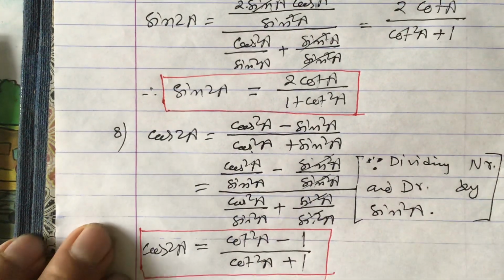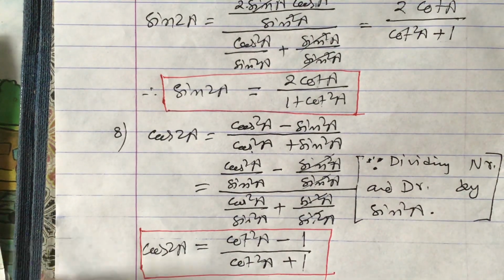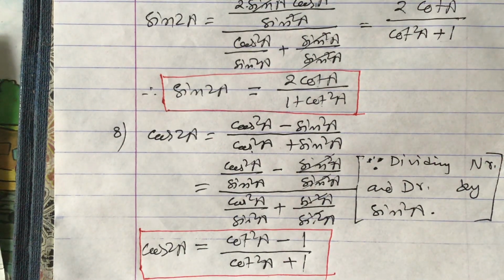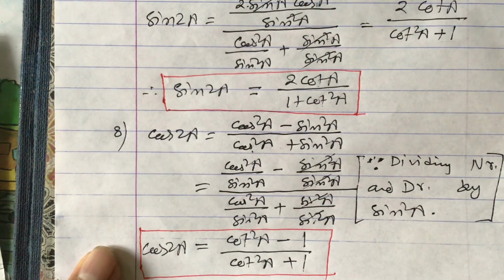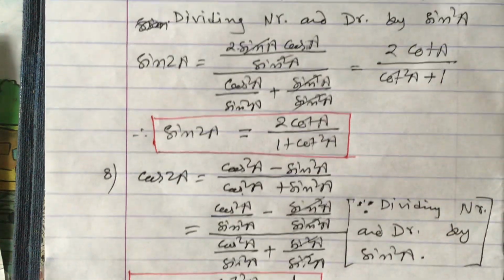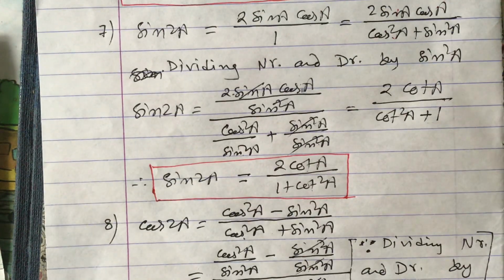In this way we derived all the formulas of multiple angle 2a in terms of a: sine 2a, cos 2a, tan 2a, cot 2a, and sine 2a and cos 2a in terms of tan also, in terms of cot also we have derived.